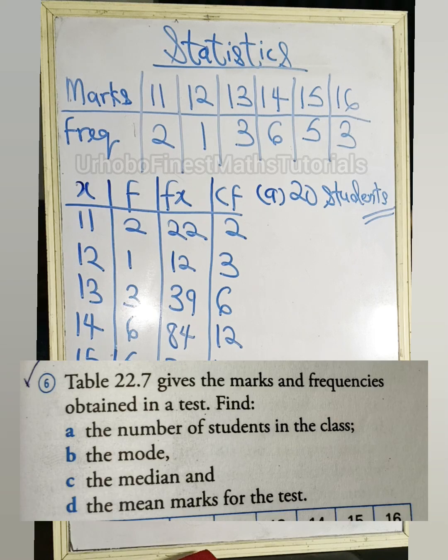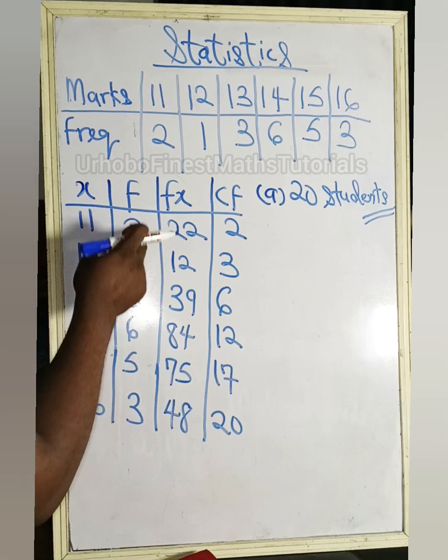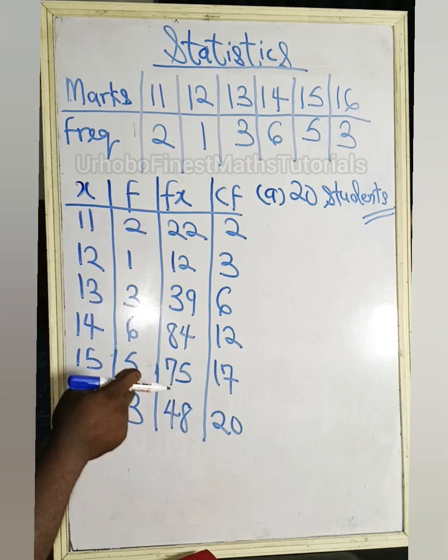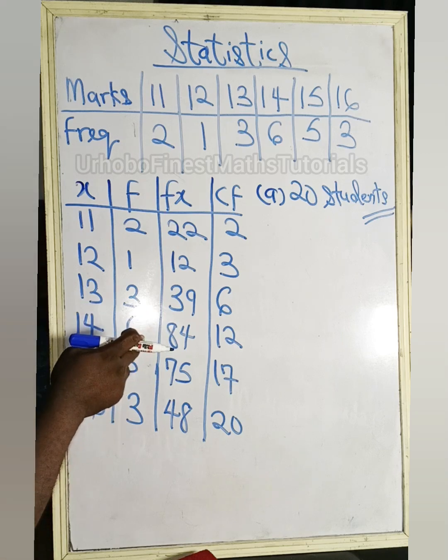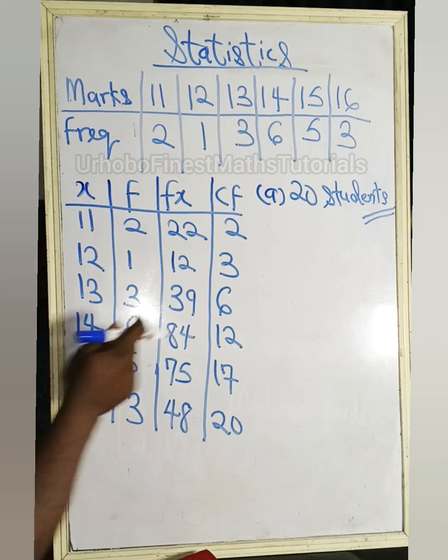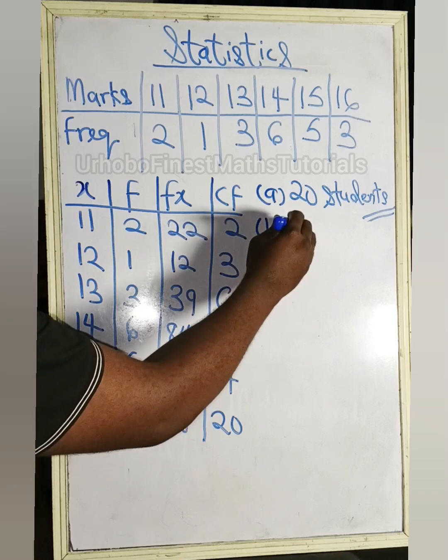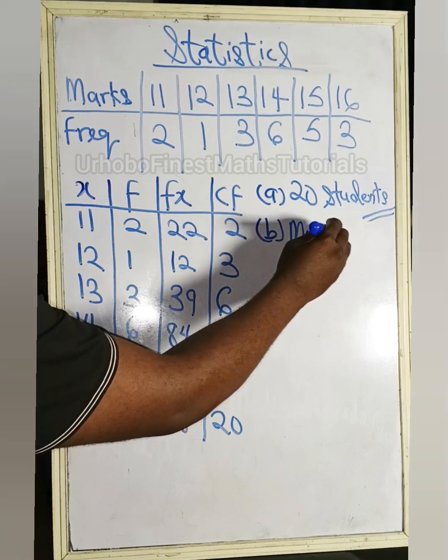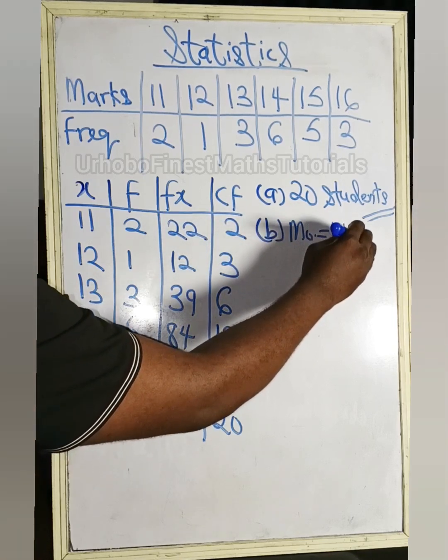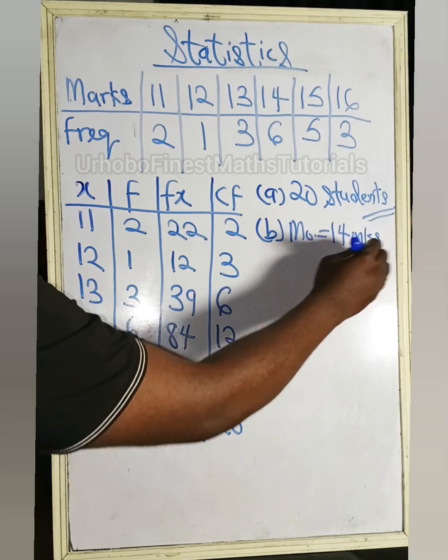Question B says, what is the mode? So for us to get the mode, we look for the highest frequency. The highest frequency here is 6. So we'll trace it to the left. That's 14. So the mode, let's say MO for short, is 14 marks. MKS for short, please.